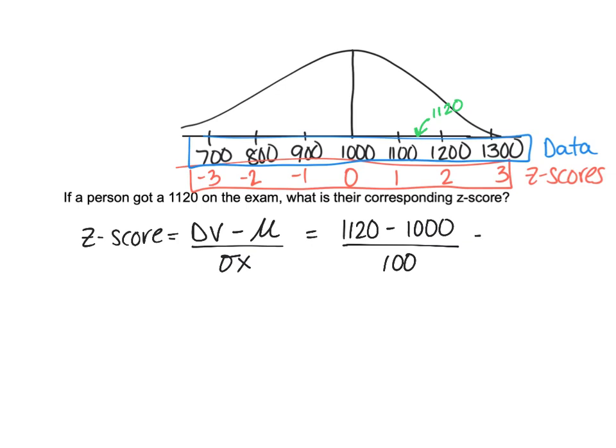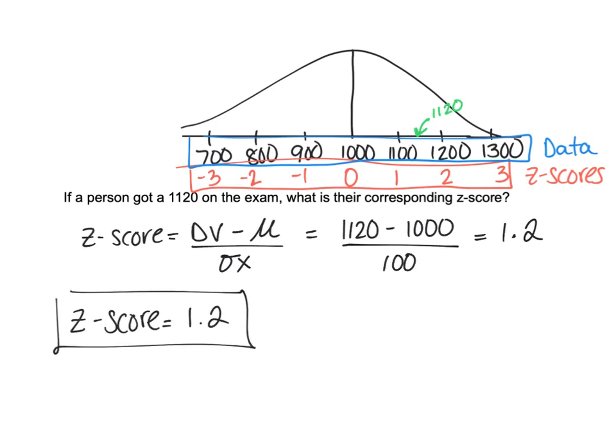Okay, so I got 1.2. So my final answer for what is the z-score is 1.2. Now let's just check to see that makes sense. So we're at 1 and 2. Obviously between 1 and 2, 1.2 would work. 1.5 would be 1150, right? If we do it evenly. So that makes sense, 1.2.